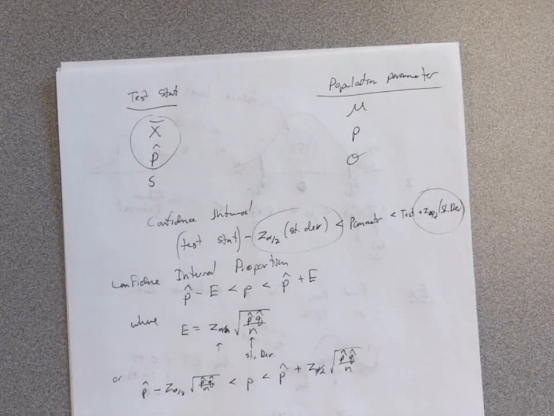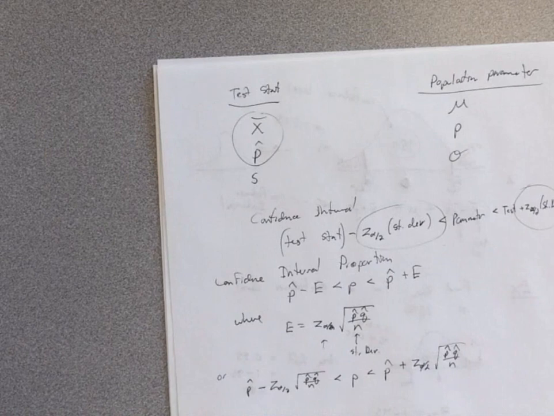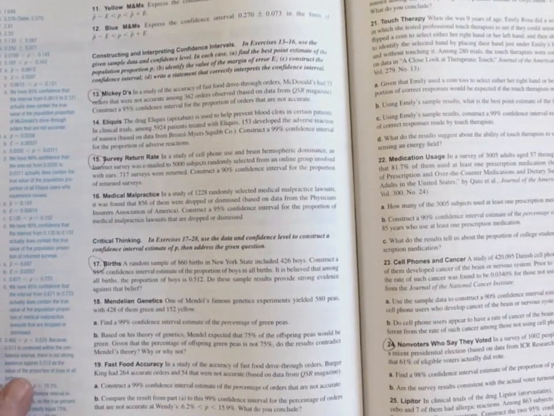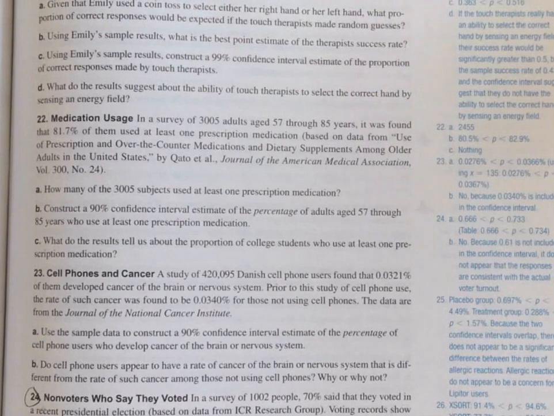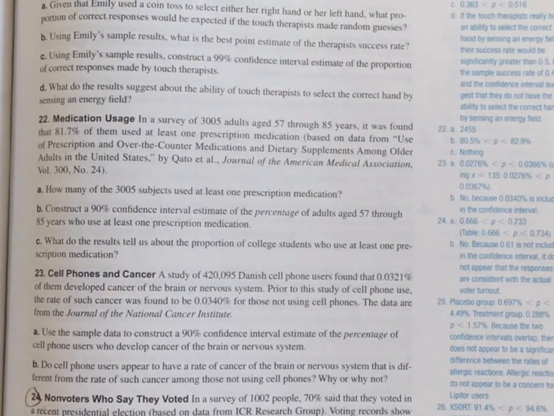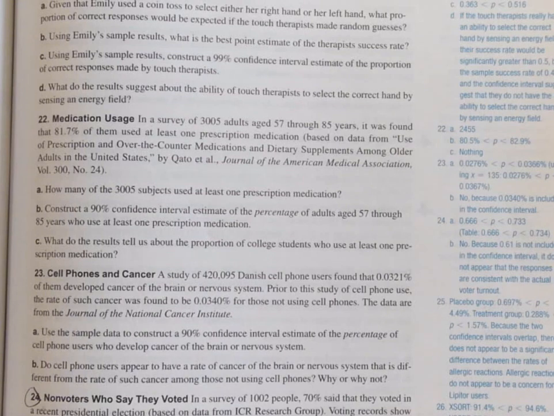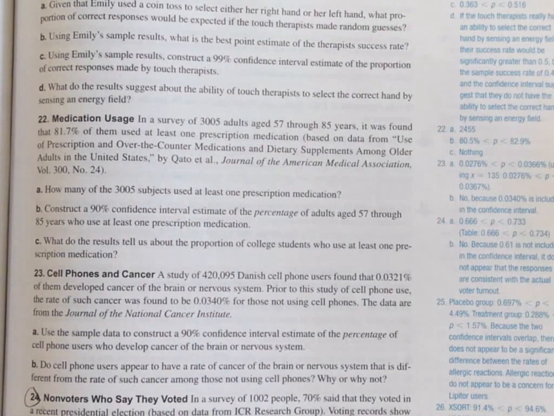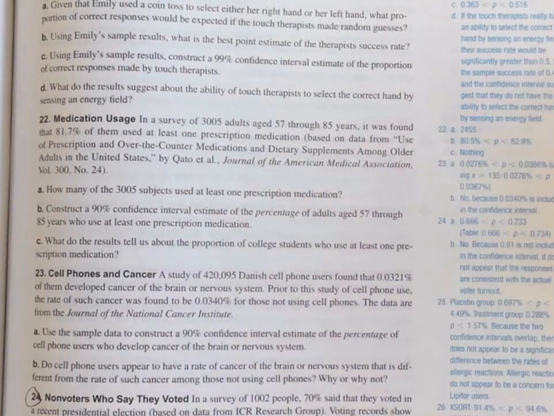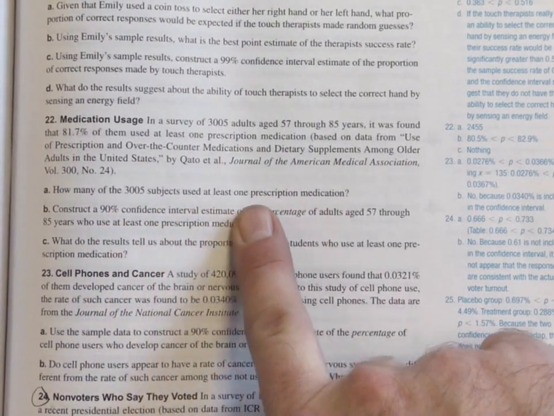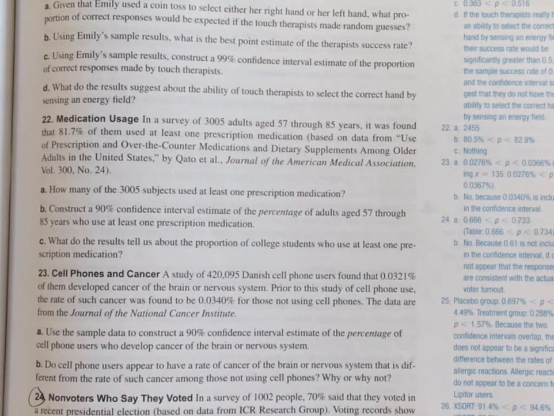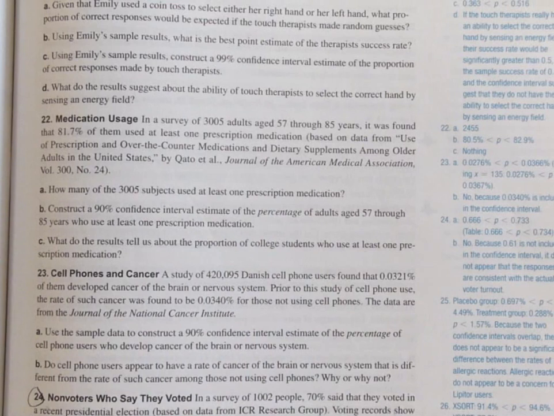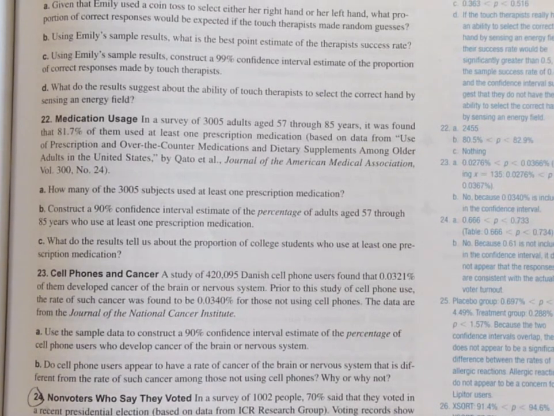So let's do an example. All right, so medicine usage. This will be good. So what we're going to do is number 22. It says, in a survey of 305 adults aged 57 through 85, it was found that 81.7% of them use at least one prescription medicine. So all the other stuff is where it comes from. I do like how they cite the journal and everything. Okay, so it says, how many of the 305 subjects used at least one prescription medicine? So what they're looking for in Part A is they're actually asking for the test statistic. Sometimes they give you the number.